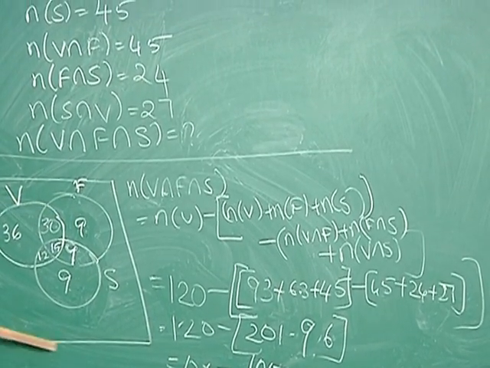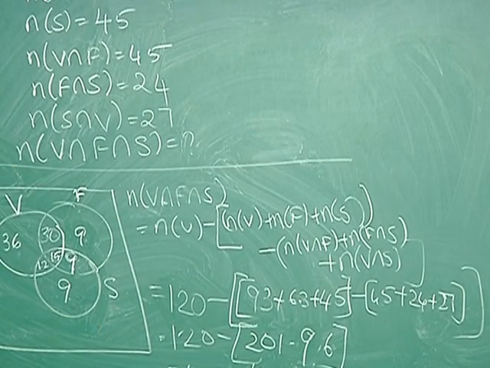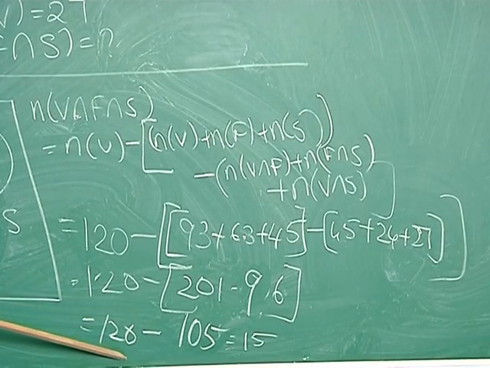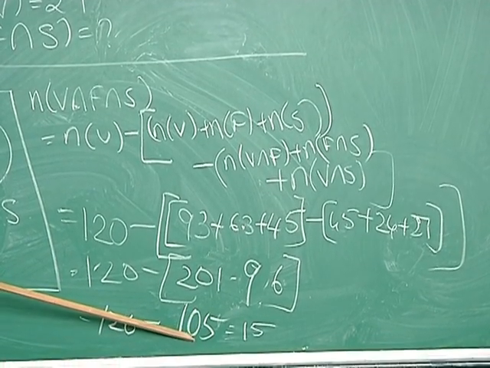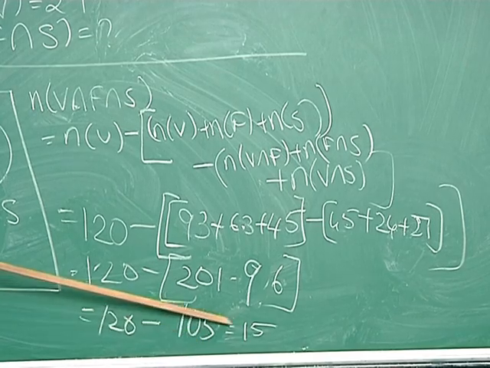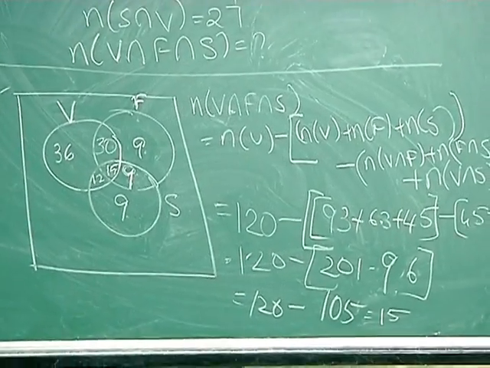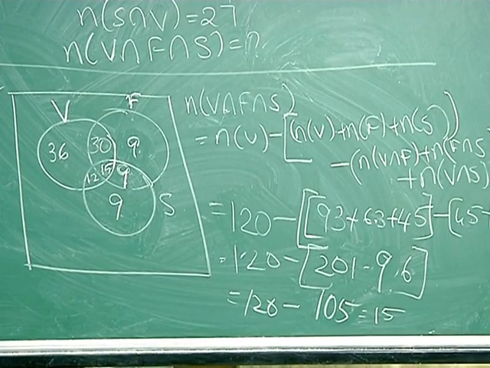So this is the way to represent the total number of farmers growing all the three. 120 is the total farmers, 105 we have calculated, and 120 minus 105 is 15 farmers growing all the three: vegetables, flowers and sugarcane.